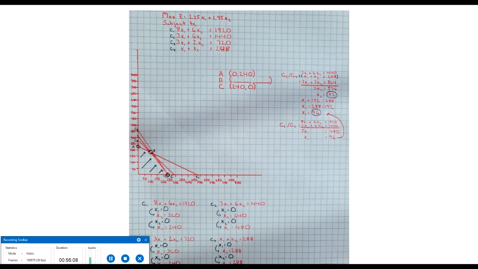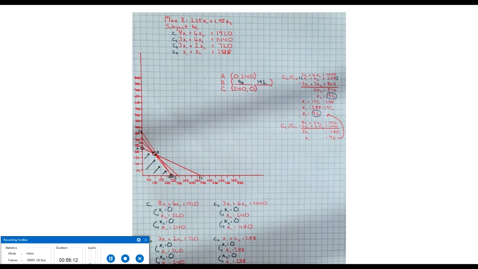So continuing on, we're now going to write in our two coordinates for point B. So now we've found all three possible optimal solutions. Point A, 0, 240, point B, 96, 192, point C, 240, 0.